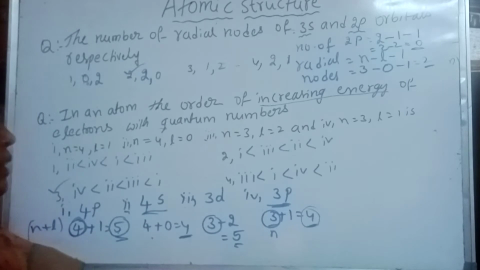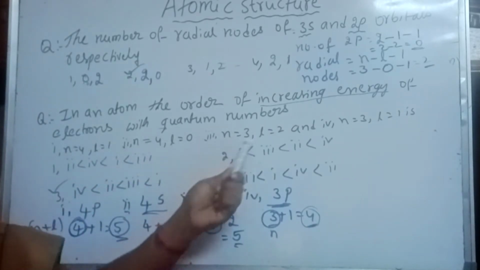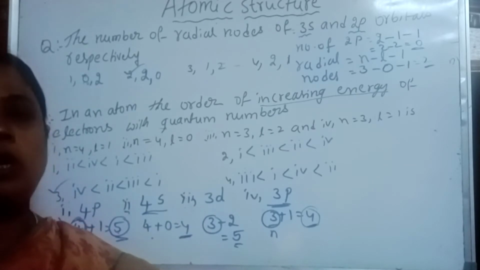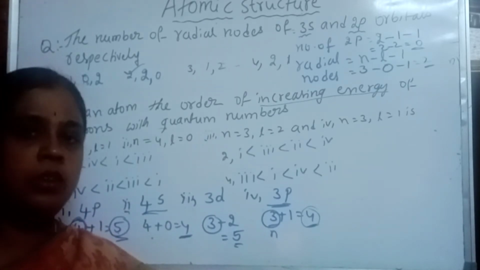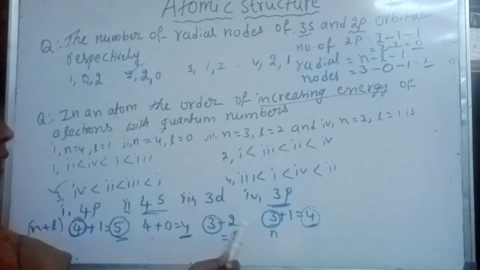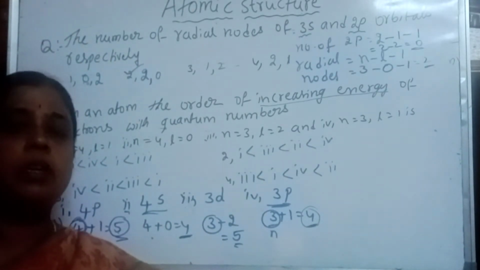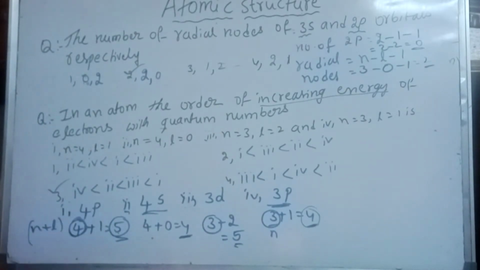So first of all, based on these quantum numbers, write the orbitals. And then follow the n plus L value. Here some of the orbitals have the same n plus L value. In such a case, consider what? The orbital with the more n value has more energy.